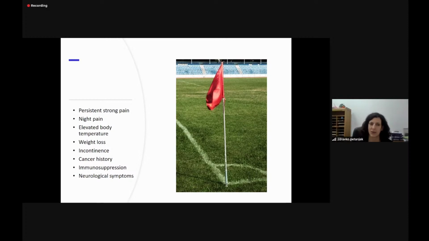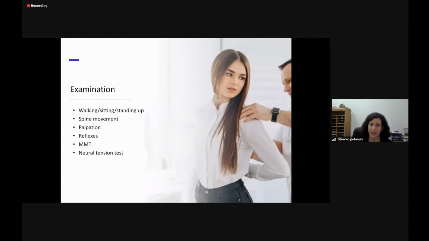And of course, the neurological symptoms are really important. The way they control their sphincters, if they have the full strength of the legs, if they can walk undisrupted, it's really important to ask those things. If the patient answers yes to any of those questions, then you have to see if you need to react more promptly and refer him for further investigations.